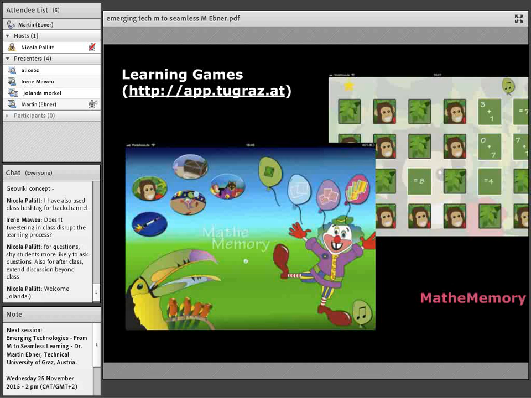Yeah, and we had, for example, also done math memory. Math memory is also a very simple concept. That means that you have two cards, of course, and you have to bring together the right cards.